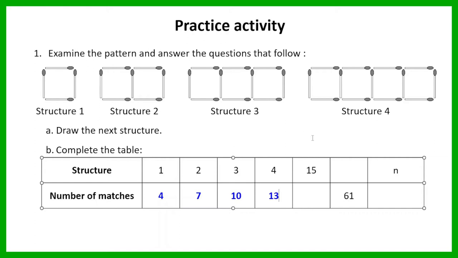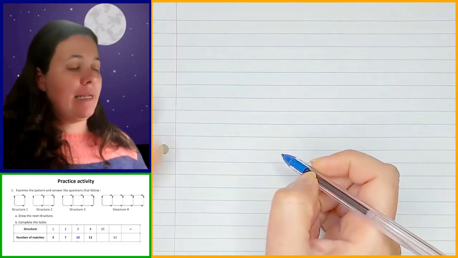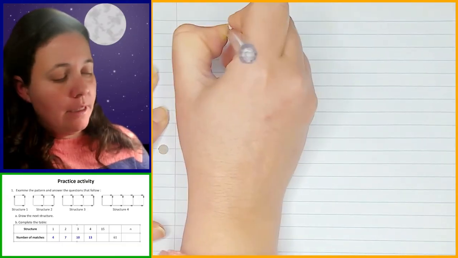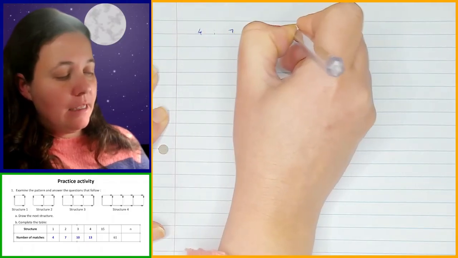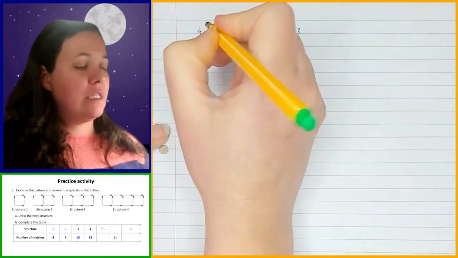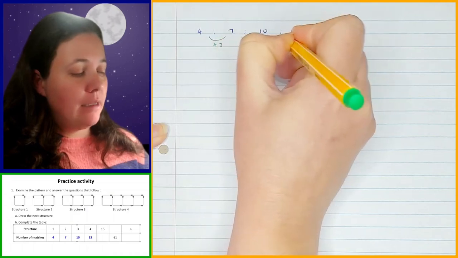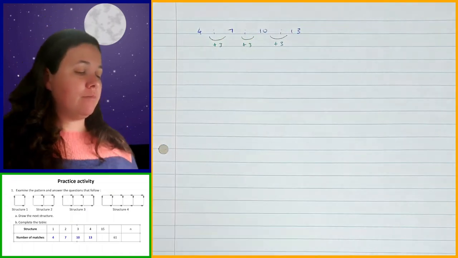So now we need to find out what our nth term is, what our rule is, and we need to find out what the 15th term is and which term is equal to 61. Let's have a look at each of those. First of all, to find the nth term, our pattern is 4, 7, 10, 13. Now let's see if there is a common or constant difference. We've got plus 3, plus 3, and plus 3.